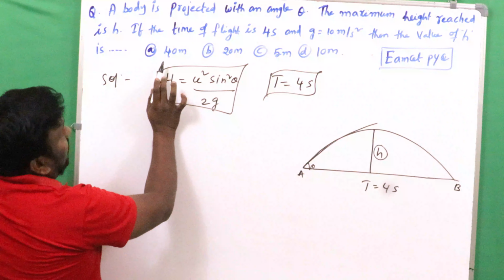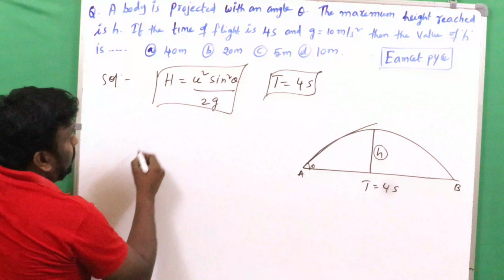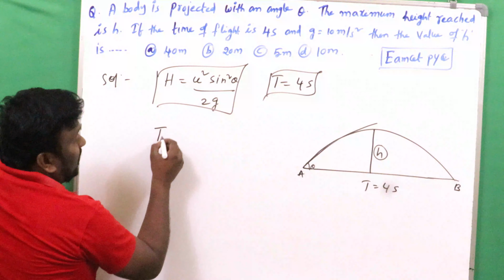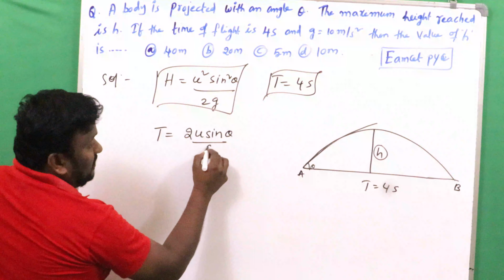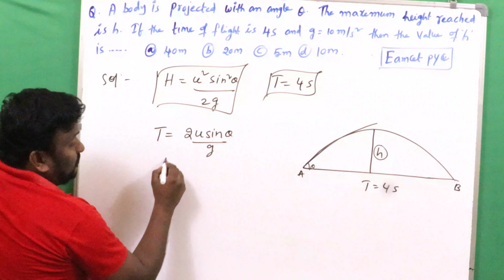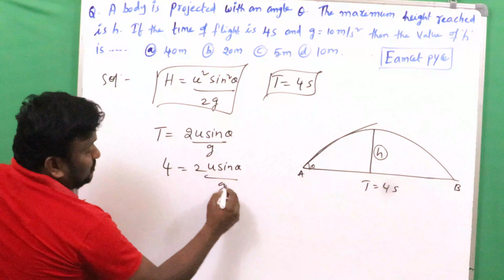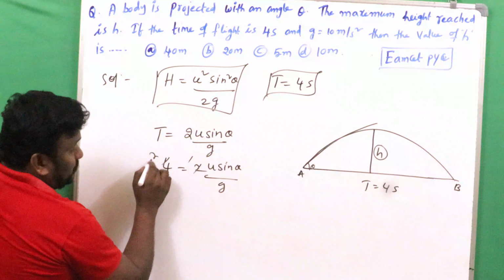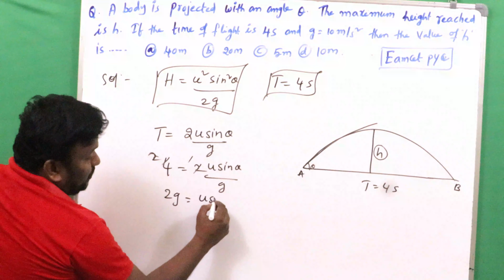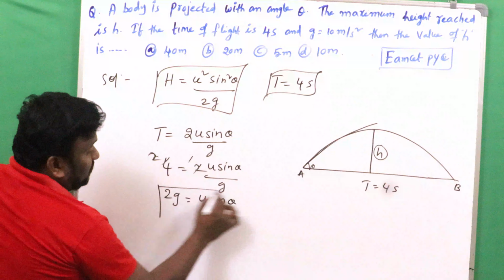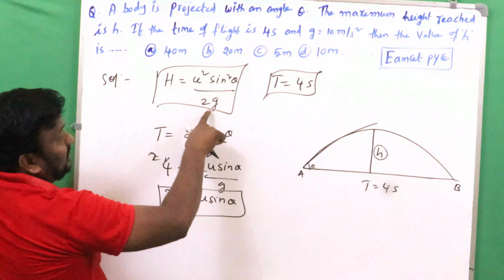Look at the options: height 40 meters, 20 meters, 5 meters, 10 meters. Then what do we write? The time of flight formula is t equals 2u sin theta by g. From this, t is given as 4. So 4 is equal to 2u sin theta by g. Cross multiplication: 2g is equal to u sin theta. So 2g is equal to u sin theta. So we already have u square sin square theta by 2g.